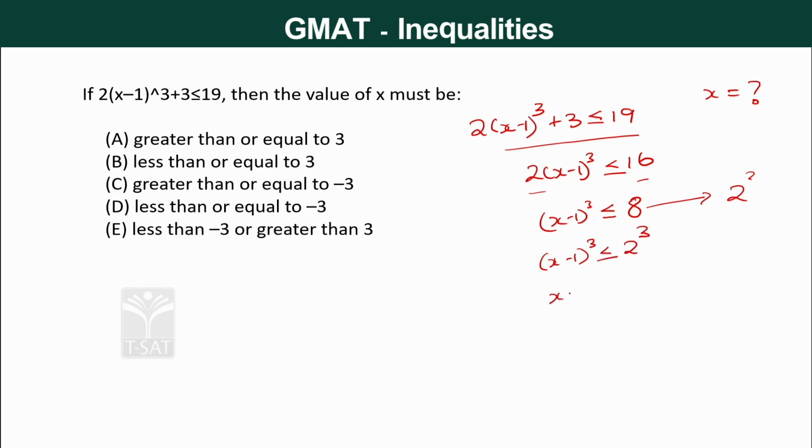So that means that x minus 1 is less than or equal to 2, and adding 1 on both sides, taking this minus 1 to this side, x is less than or equal to 2 plus 1, that is 3. x is less than or equal to 3. So our answer is x is less than or equal to 3, that is option B.